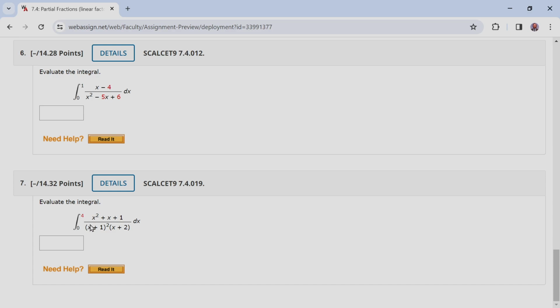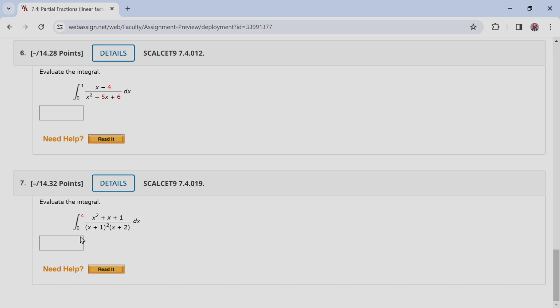While this is a definite integral, which is going to require plugging in a 4 and plugging in a 0 and subtracting, my recommendation, as I mentioned before, is just set the bounds aside initially. Go through the decomposition, find your A and B and C. Integrate each of the terms in your decomposition so that you then have your capital F function. Once you've got your capital F function, plug in 4, plug in 0, and subtract.